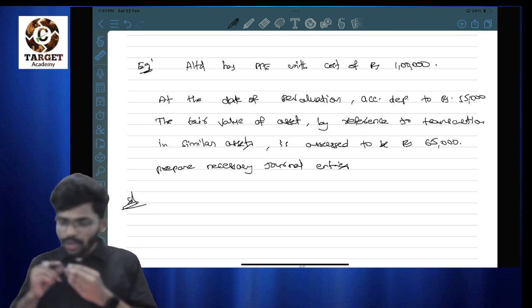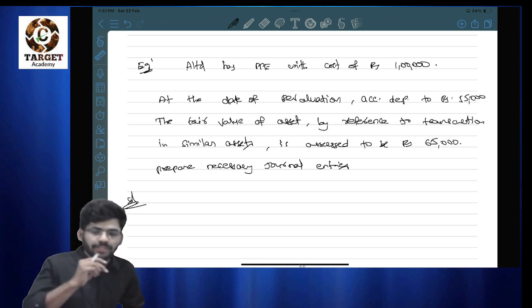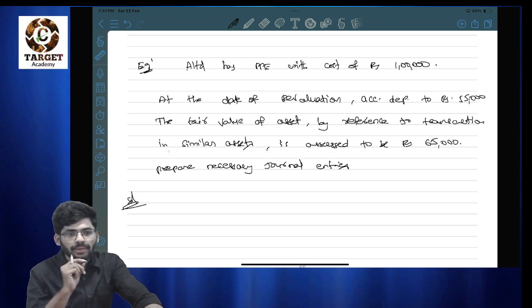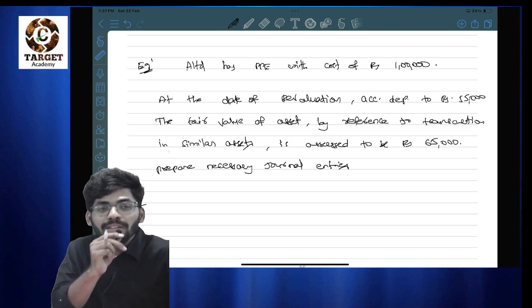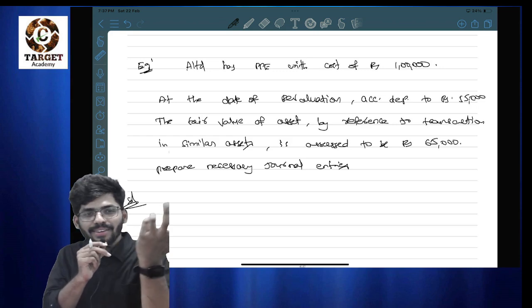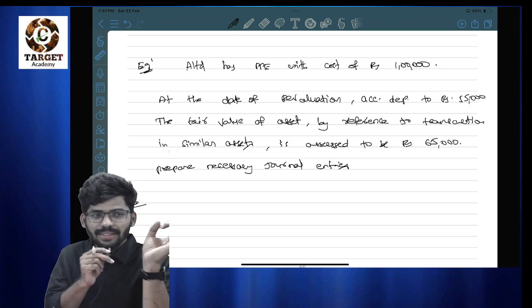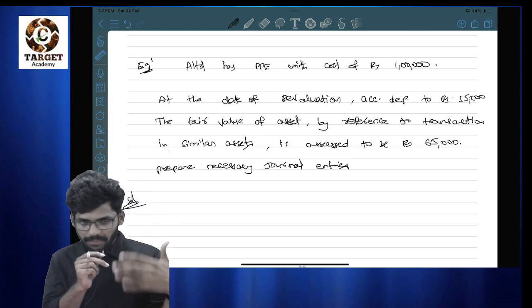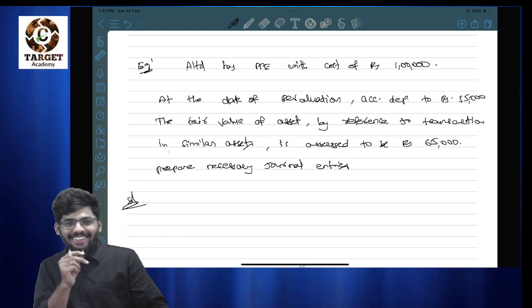What is the question? Cost of the PPE, how much? 1 lakh. Accumulated depreciation, how much? 55,000. What is the carrying amount? 45,000. Revalued amount, how much? 65,000. How much revalued? 20,000. This is the question we got in our previous attempt. Similar model. I think this is the first question, 2A. Do you remember?